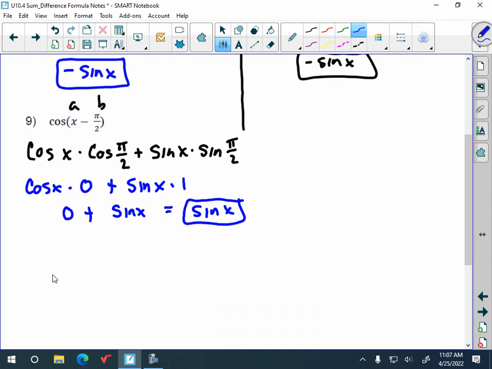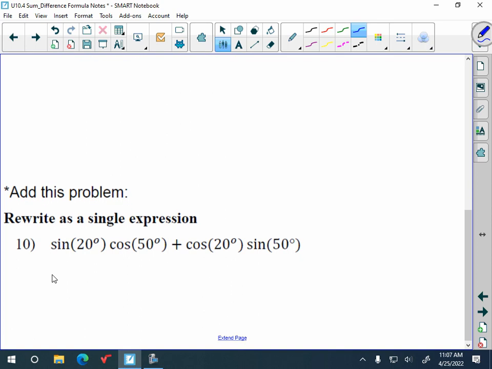All right, and the last one, I want you to add this problem at the bottom of the notes. We'll call it number 10. On this problem, you're going to rewrite it as a single trig expression. What they've done was expand it out using a sum or difference formula. You have to figure out which formula they used and then condense it. So instead of expanding it out, we're going to condense it down to one single trig expression.